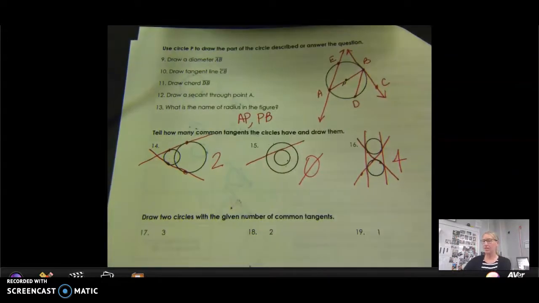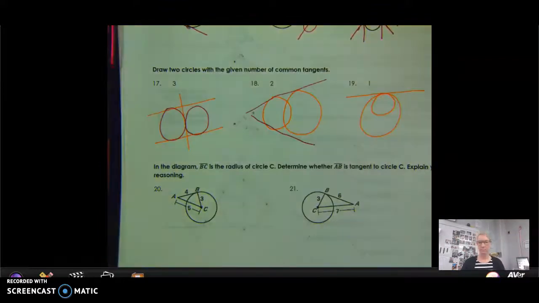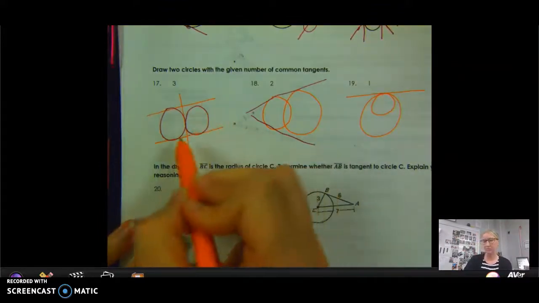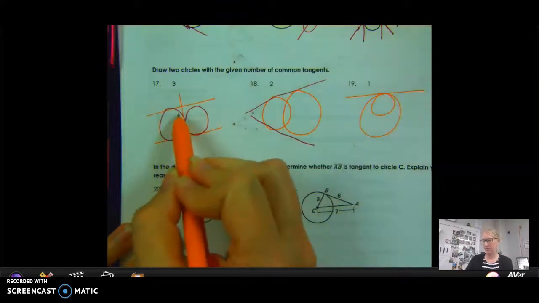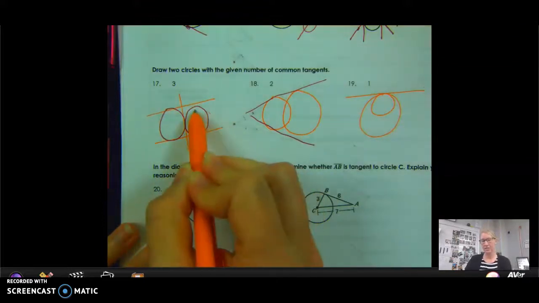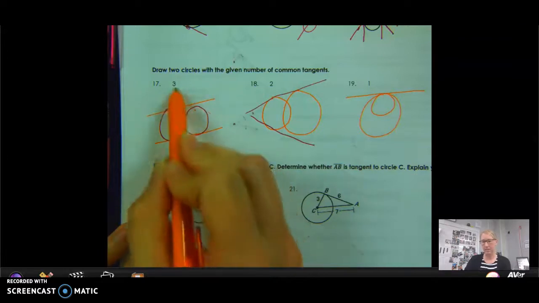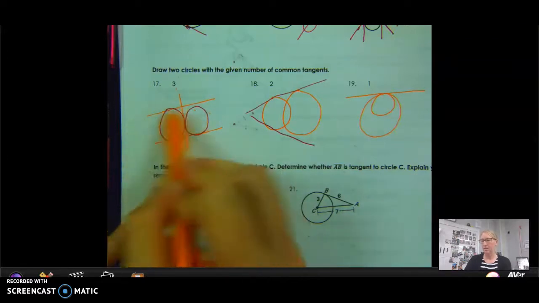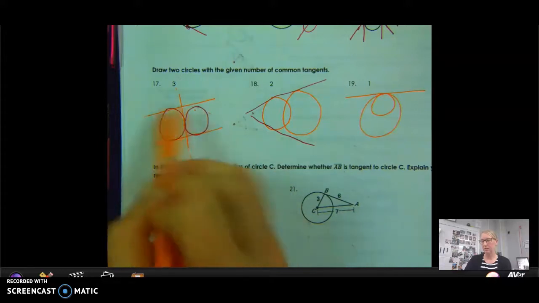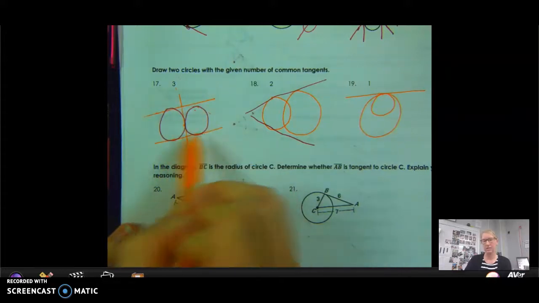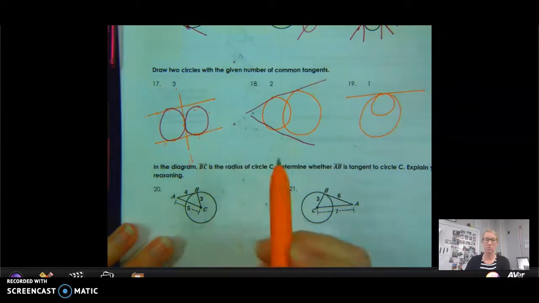I want for you to try 17, 18, 19 on your own, so pause me, unpause me when you are done. Okay, so 17 was 3, so my circles are not the greatest, but hopefully you can get the idea. I put 2 circles right next to one another because they will have a common tangent at the point at which they intersect. There's a line that I could put there. And the line that goes on the top that intersects at both circles and the line at the bottom that intersects at both circles at one point.